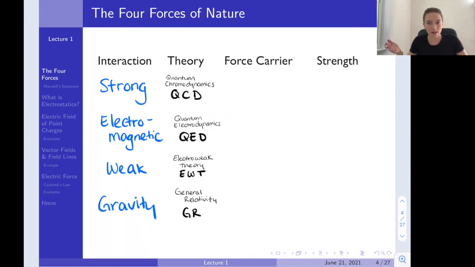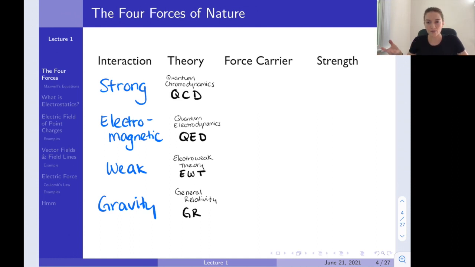So the strong force is obviously the strongest. The theory that describes it is called quantum chromodynamics. You'll see that abbreviated as QCD. So obviously we're not going to be getting into quantum anything. So that's just the theory that describes the strong force.